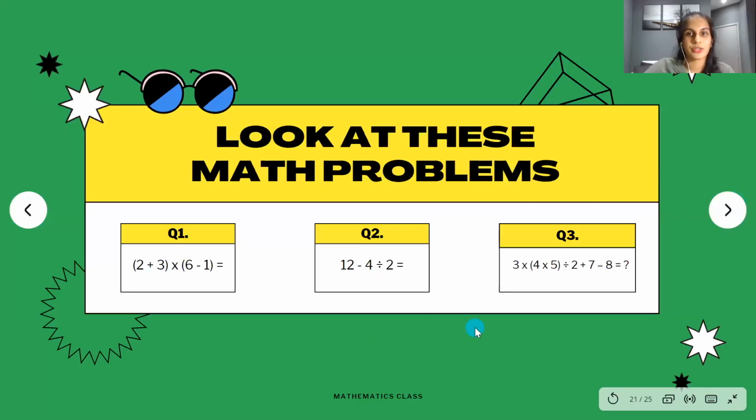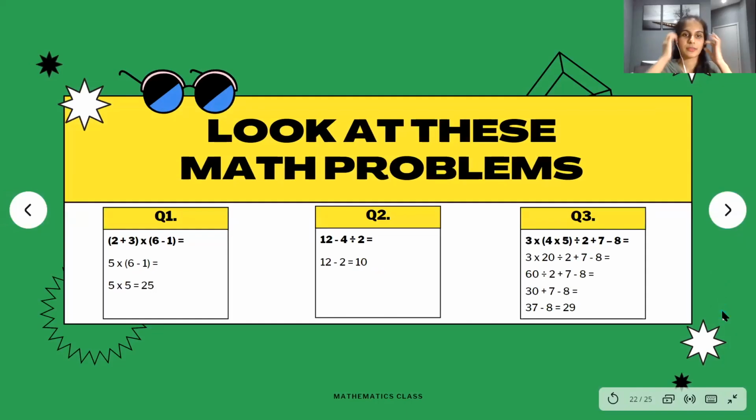Okay, here are the 3 questions. First, (2 plus 3) multiplied by (6 minus 1). Okay, our second question is 12 minus 4 divided by 2. Our last question here is a bit long. We have 3 multiplied by, in brackets, (4 plus 4 multiplied by 5) divided by 2 plus 7 minus 8. So you may pause the video now, take your time, and come back when you are ready to check the answers. Let's look at the answers.